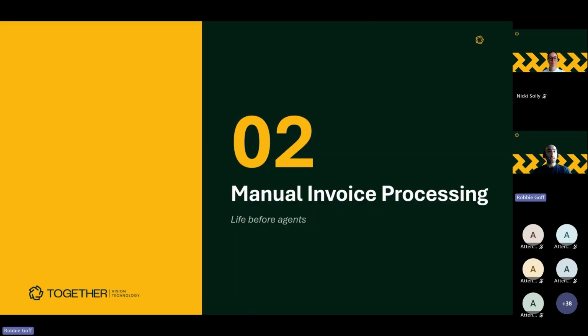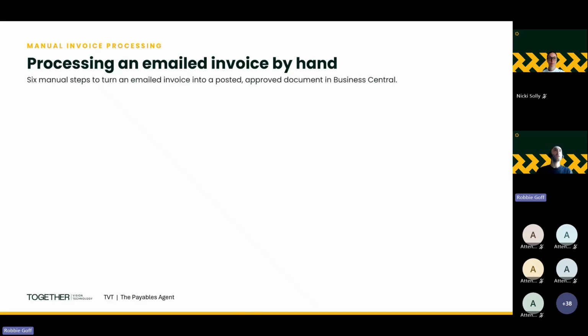Let's crack on by first talking about manual invoice processing, aka what does this process that the Payables Agent is looking to automate look like before the agent? And specifically, it's processing emailed invoices. As is the case with the sales order agent as well, these agents are specifically about picking up documents by email. So I've broken this down into 6 steps. And this process broadly looks like this.